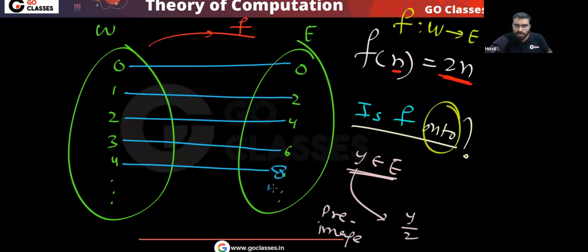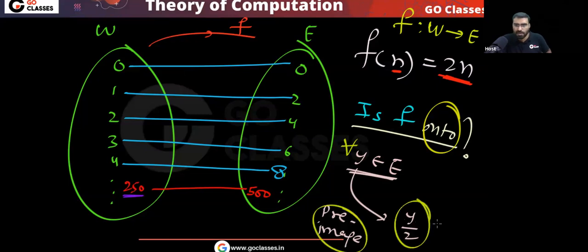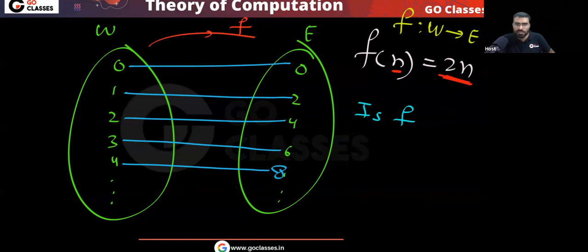Can you notice? If I give you this element, for example, let's assume 500, who will be mapped to 500? 250 will be mapped to 500. Yes or no? Very simple. So for whatever Y I give you, the pre-image is Y by 2. So this is onto also, and this is one-to-one also.